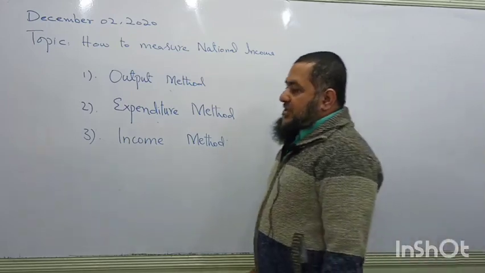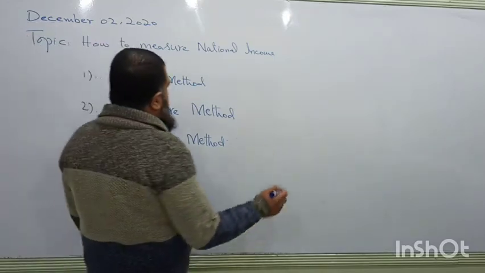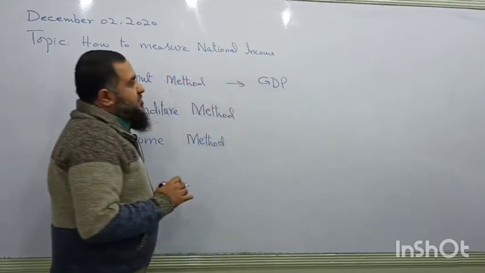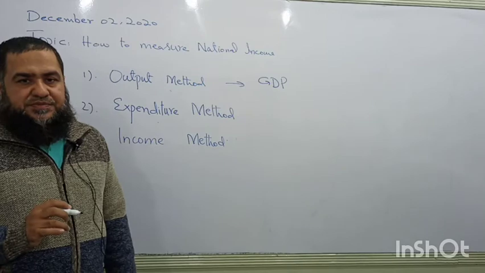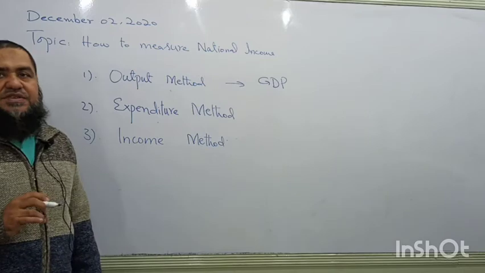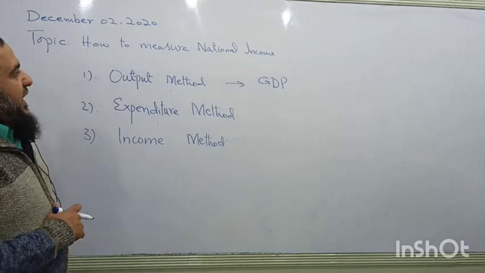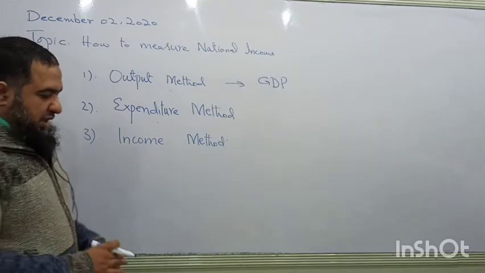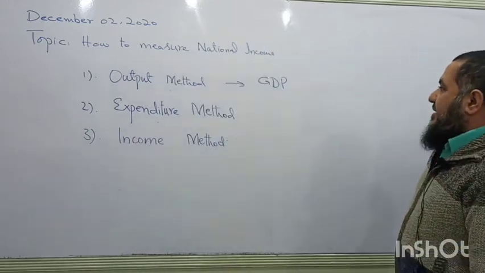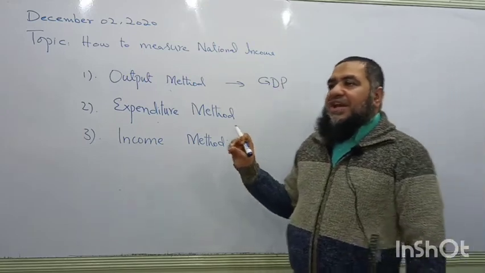So the output method means that we are measuring the output of the country in a given time period. Like we are using different ways. You can say GDP. What is meant by GDP? Gross domestic product. Gross domestic product means the total value of the goods and services which are produced by a country in a given year. Gross means total value. This is the total value of the final goods and services which are produced in the final stage of production within a given year.